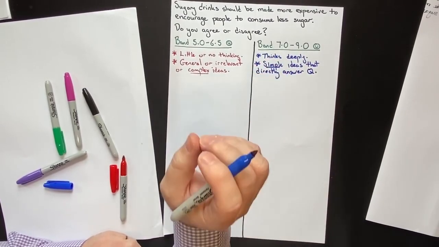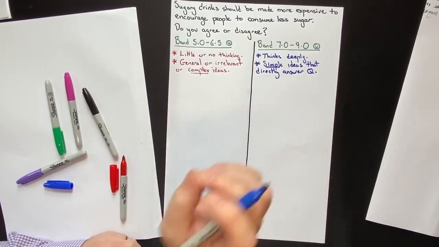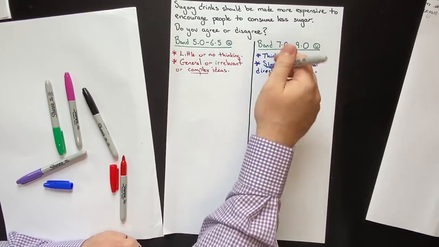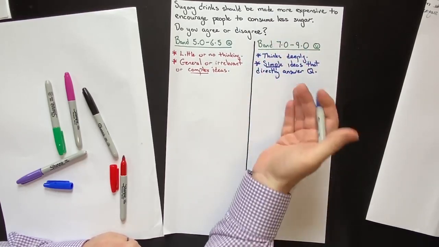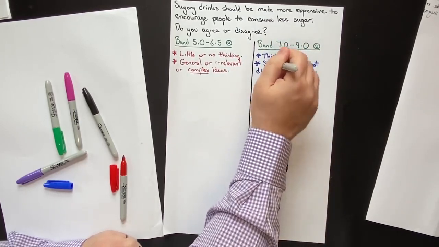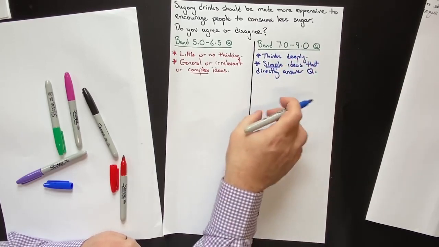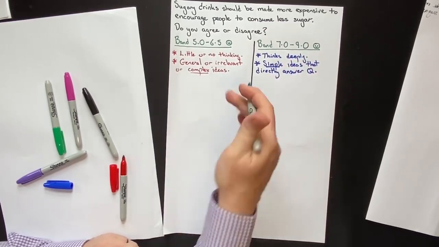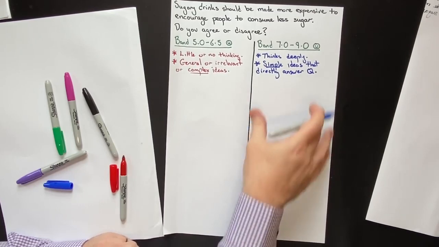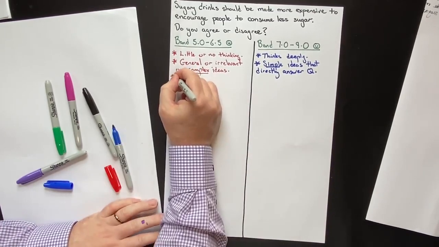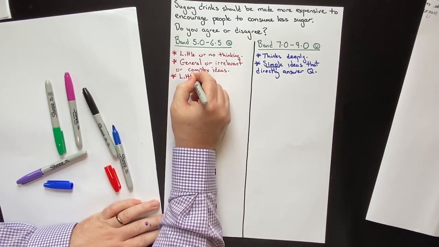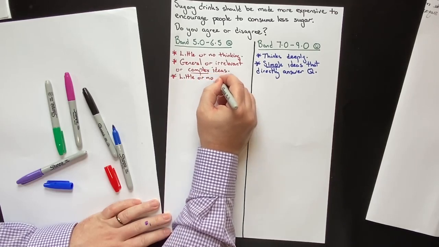IELTS is a communications test. They are testing your ability to communicate with the examiner, communicate with the reader. By generating simple ideas, you're making your job easier and you're making the examiner's, the reader's job much easier. Then this student does little or no planning.